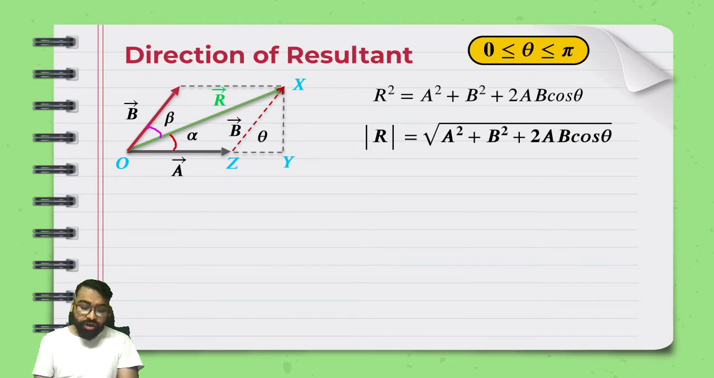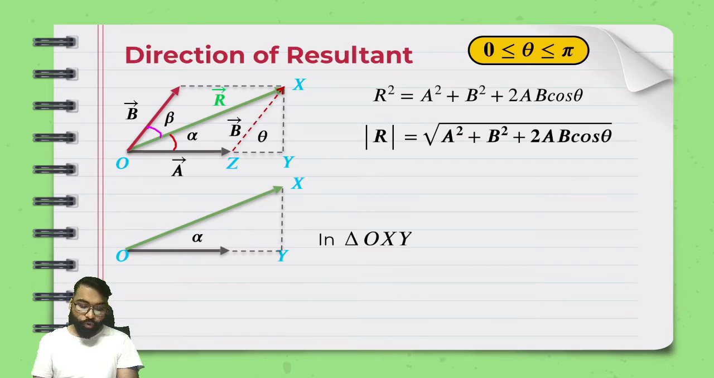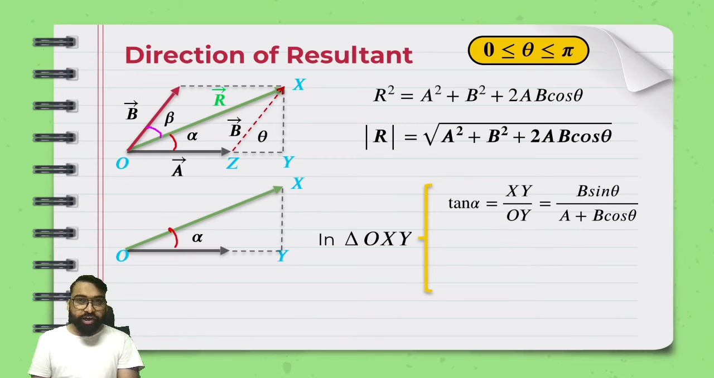But the next thing that we are drawing out is that in this triangle OXY, I can write tan of alpha as perpendicular by base. If I consider this triangle OXY, this angle is alpha. So tan alpha would be XY divided by OY, that is perpendicular divided by base. And this perpendicular, if you remember from this triangle, XY was b sine theta. So this length is b sine theta, as is written over here.